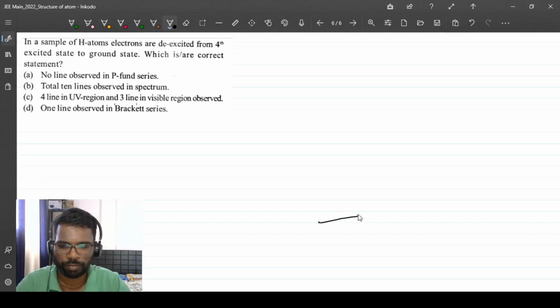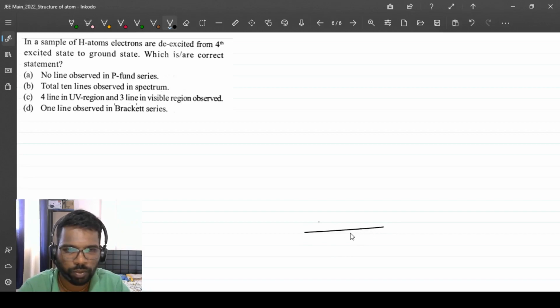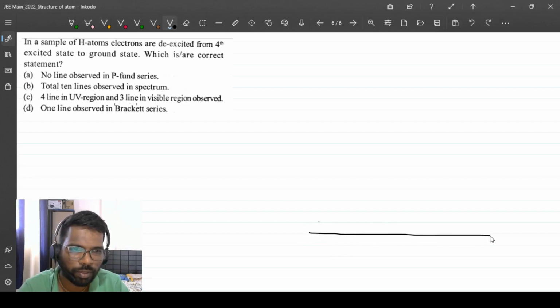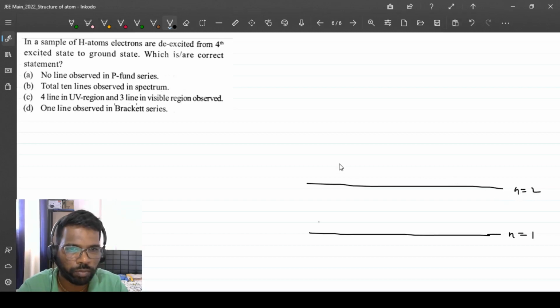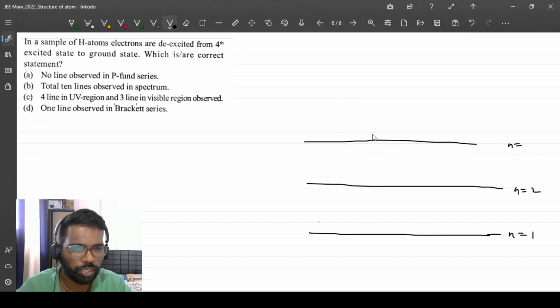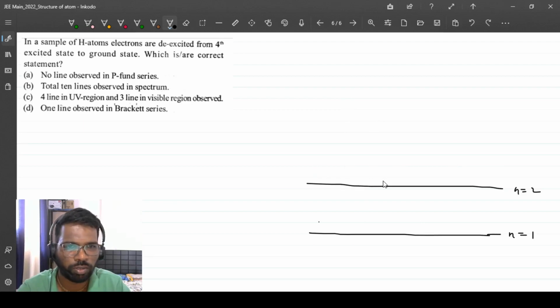Let's say, this is n is equal to 1, which is also called the ground state. This is n is equal to 2, first excited state. Then the spacing I will keep equal. Usually the spacing, okay, let's decrease that also. Not an issue.